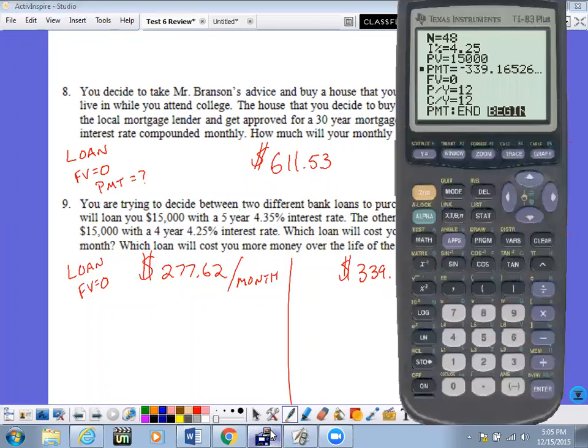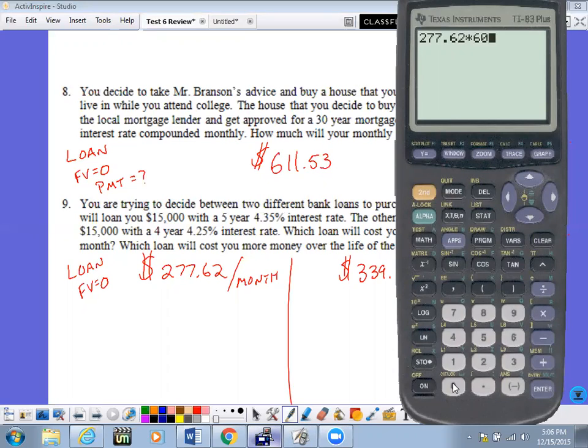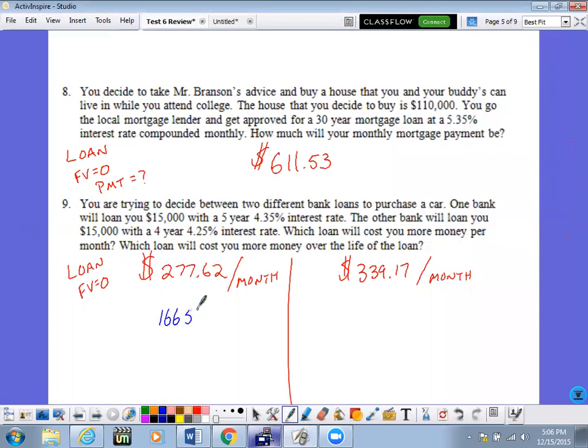So in this case, I'm going to go to my calculator, and I'm going to see how much I would pay in the life of the loan by taking the amount that I pay per month times 60. I'm getting 60 because it's 5 years and there's 12 months in each year. So this one I'll be paying $16,657.20. And that's for the whole loan.